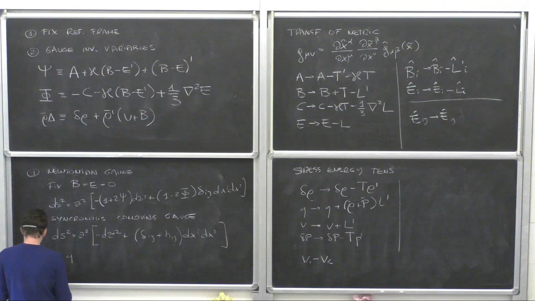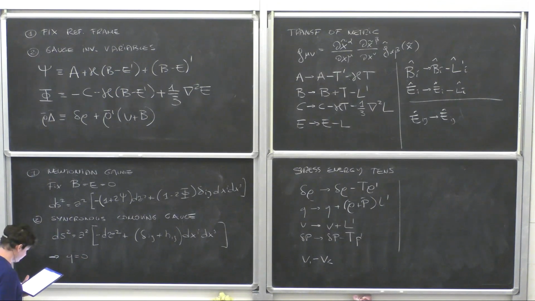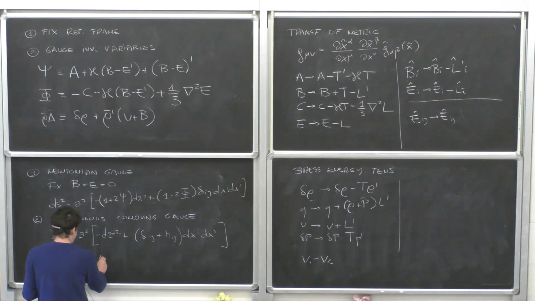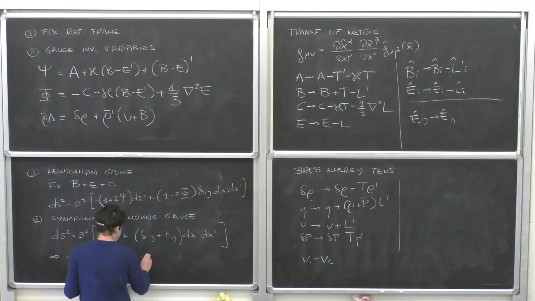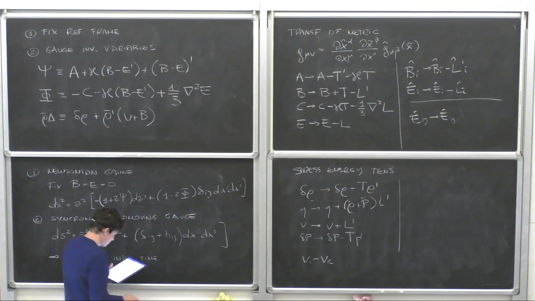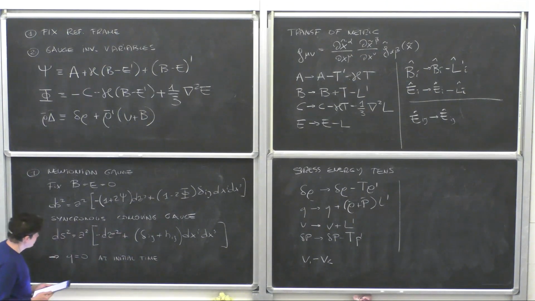In that case, you can achieve that by saying that for some species Q is equal to 0. So this makes it a fully fixed gauge.